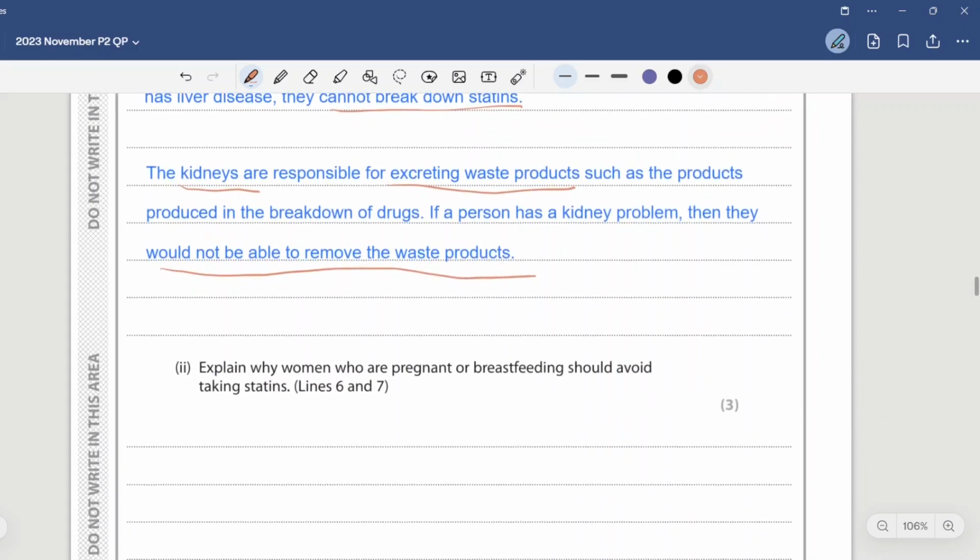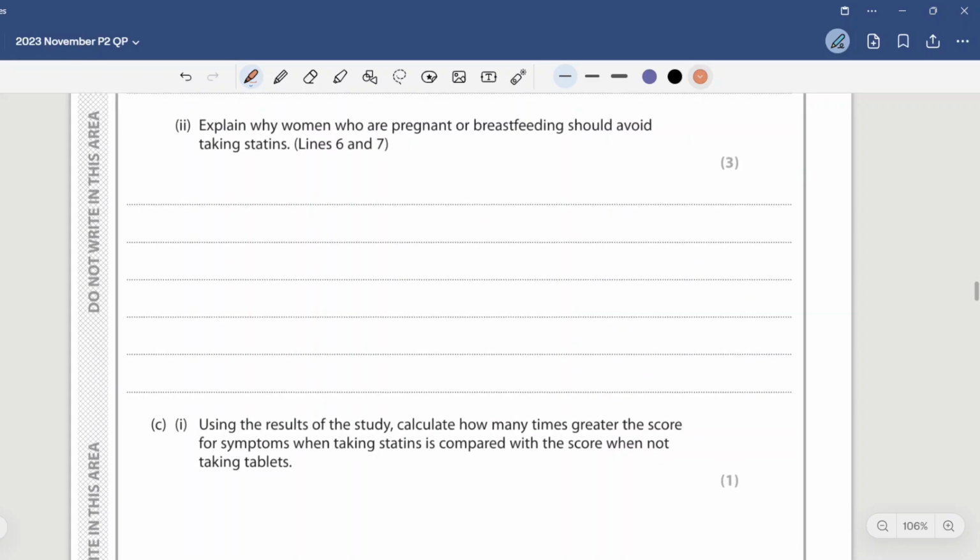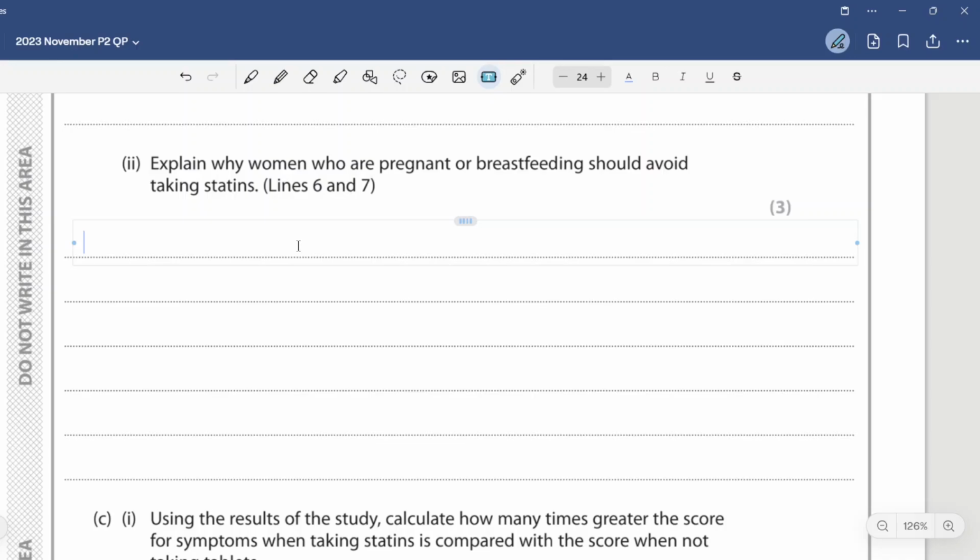All right, let's move on to part 2. Explain why women who are pregnant or breastfeeding should avoid taking statins. So this is the case with pretty much all drugs, including alcohol, for example. So the substances can go from the mother to the baby, either across the placenta when the baby is still in the uterus, or it can end up being in the breast milk as well.